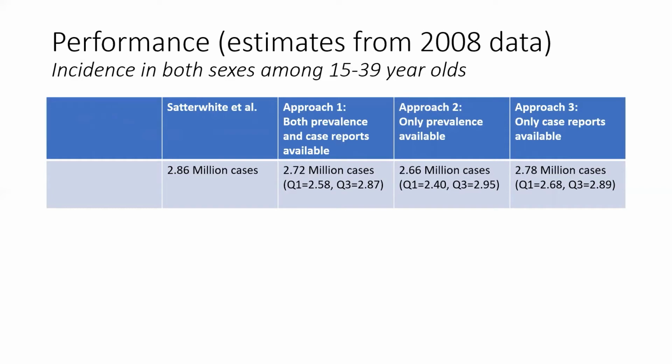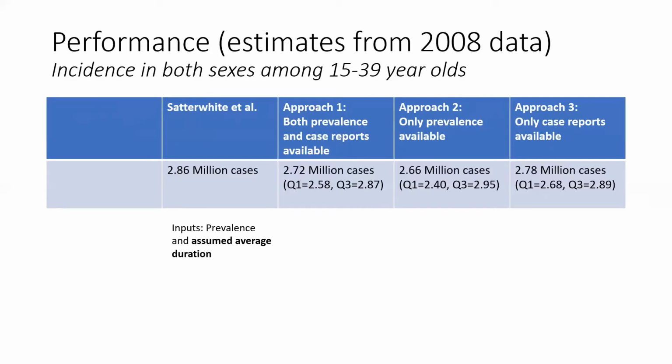So in brief, Satterwhite et al. estimated there were roughly 2.86 million chlamydia cases in men and women 15 to 39 years old in 2008. And all three of our approaches resulted in pretty similar estimates. You can see that approach one was estimating roughly between 2.6 and 2.9 million cases of chlamydia total in that year, and roughly the same for these other approaches.